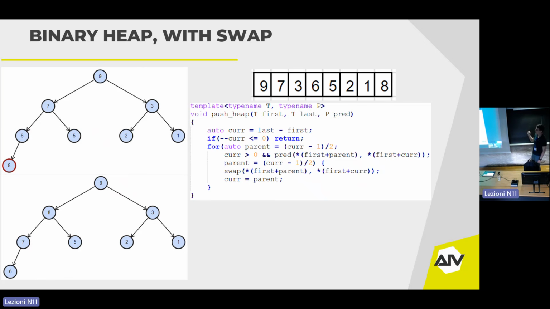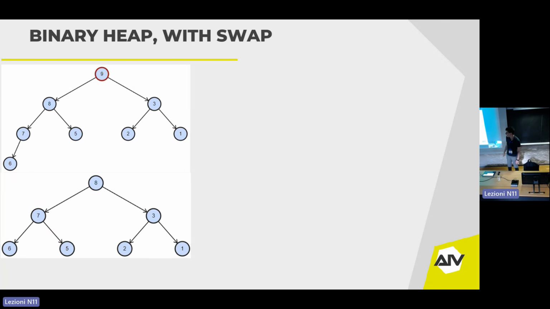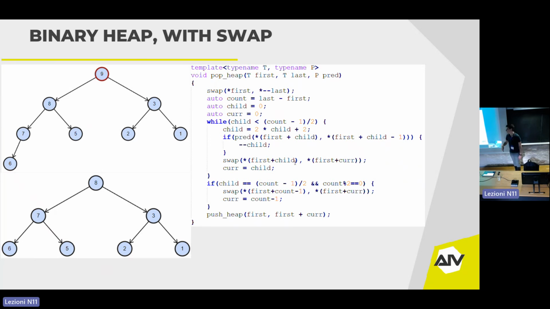Then, in addition to push heap, there is another thing we can do. Let's say we want to remove the first element of the heap, 9 in this case. What we do is we swap 9 with the bottom element of the heap, and then we do what is called a percolate down, and the whole experience results in the pop heap.